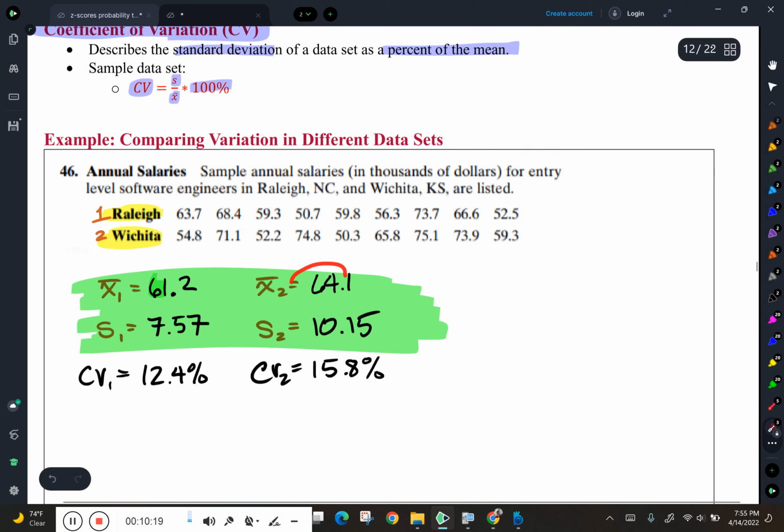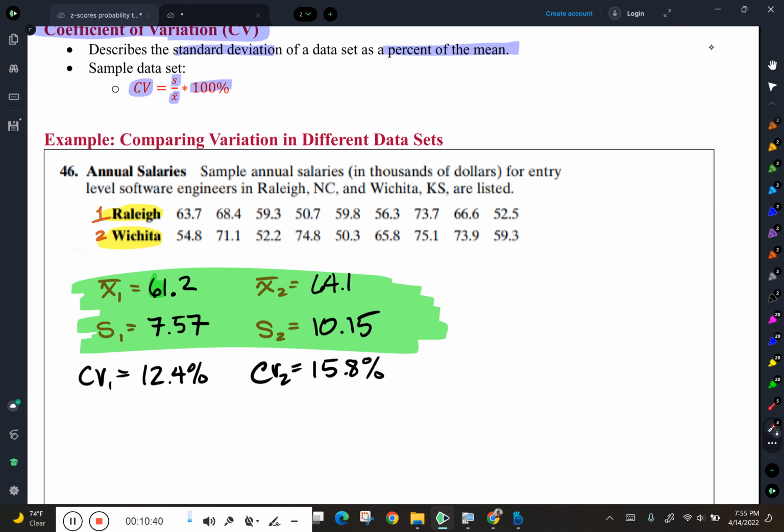So here's what I'm going to take from this. This is smaller than this, so on average, Wichita's paid more. This is smaller than this, so the variability in the salaries in Raleigh is lower than the variability of the salaries in Wichita. And that bears out here because we've got a smaller CV and a larger CV.